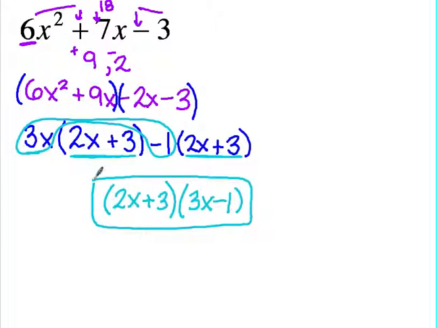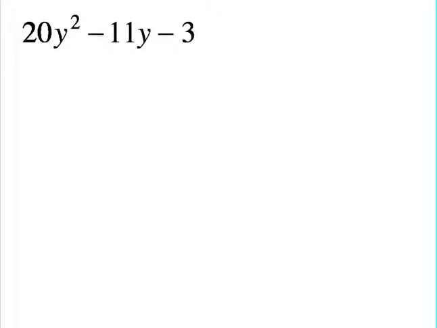All right, we're going to go through a couple more. Okay, let's look at this one: 20y squared minus 11y minus 3. Very first step, GCF, is there one? No. Then I see that this number is not a 1, so I'm going to take first times last, and what do you get? 60. I'm looking for two factors of 60 that differ by 11. What are those two factors of 60 that differ by 11?